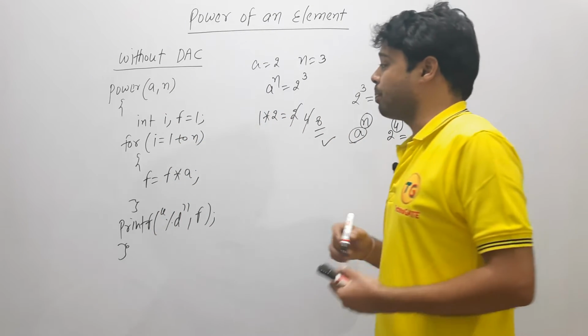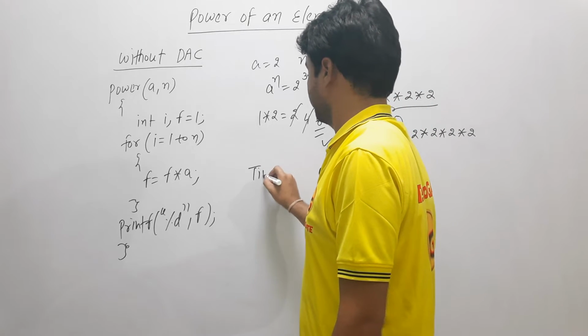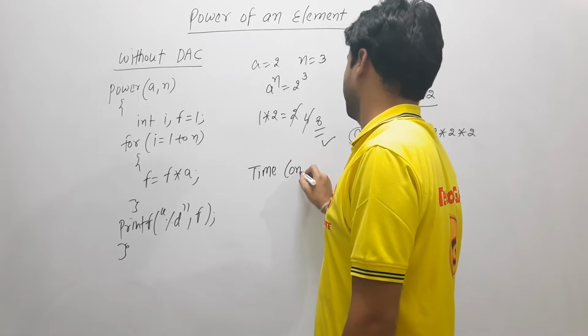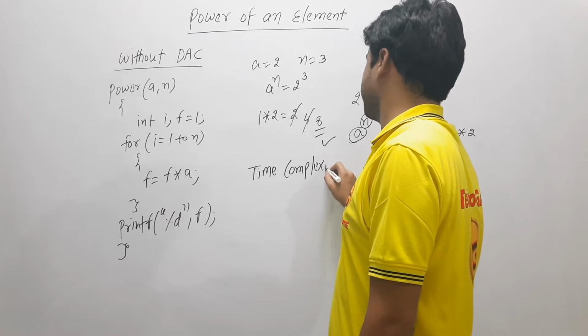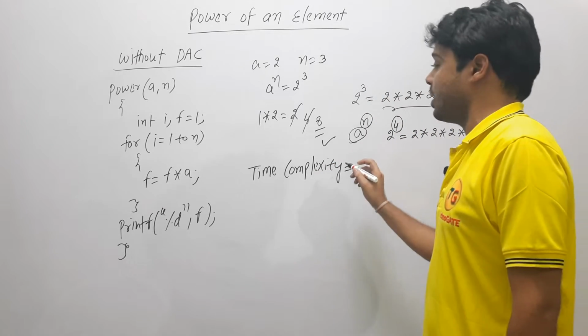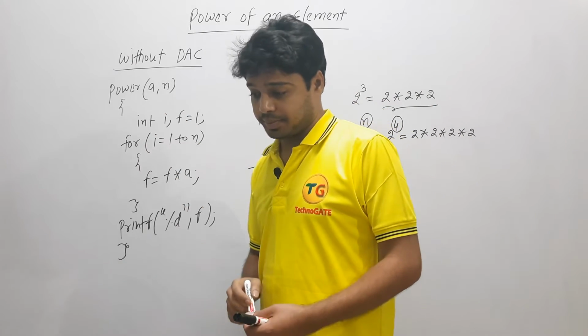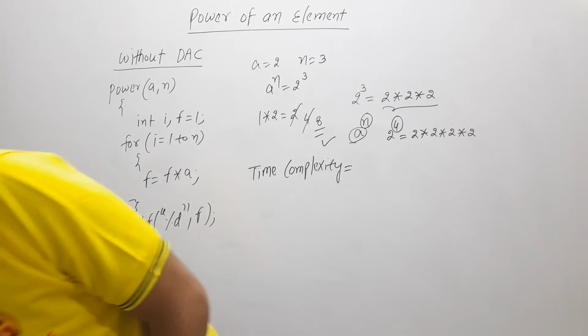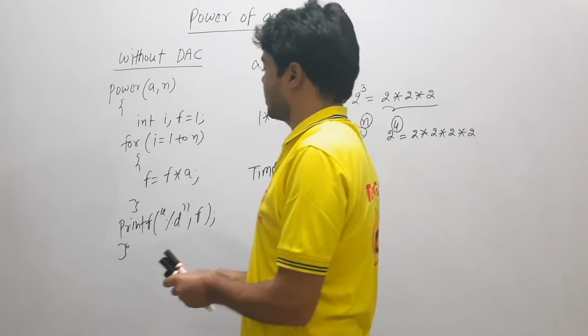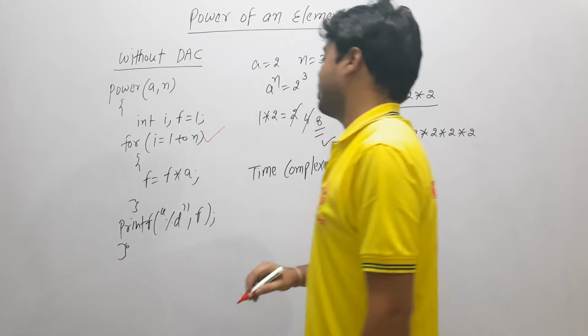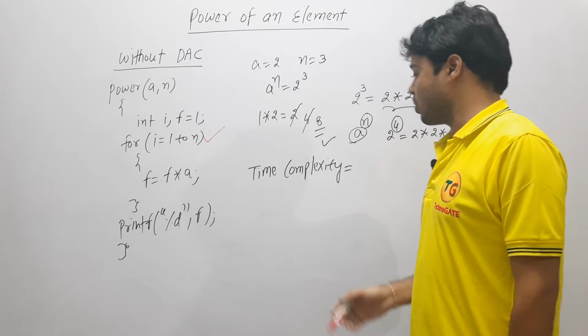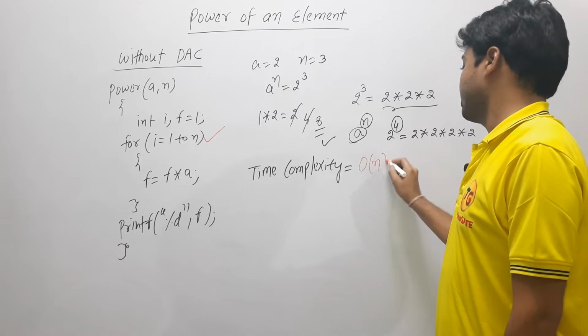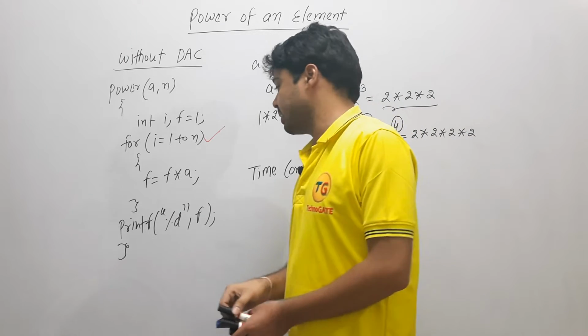So what is the time complexity here? Time complexity: there is only one for loop here. So no recursive calls are there. So order of n here is the time complexity.